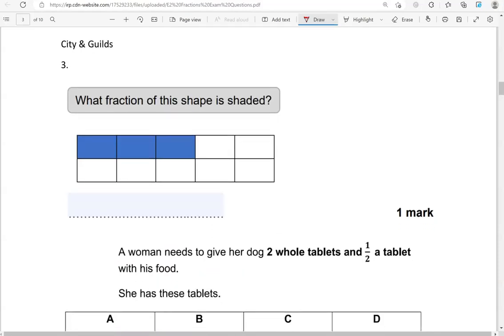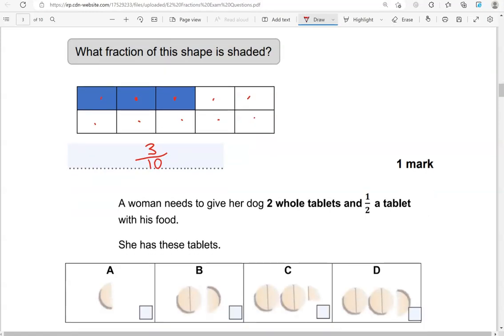What fraction of this shape is shaded? So we've got 1, 2, 3 out of 4, 5, 6, 7, 8, 9, 10. So that's 3/10 shaded.